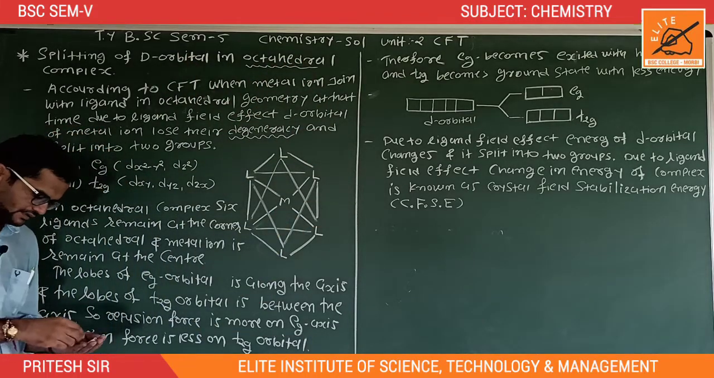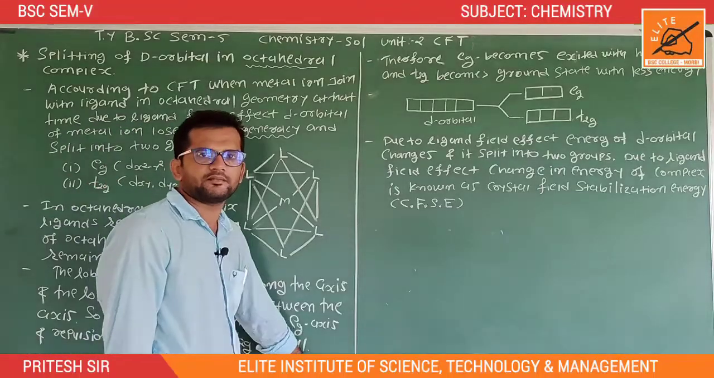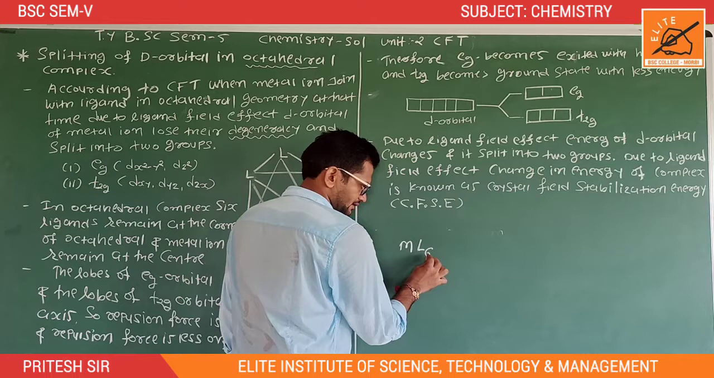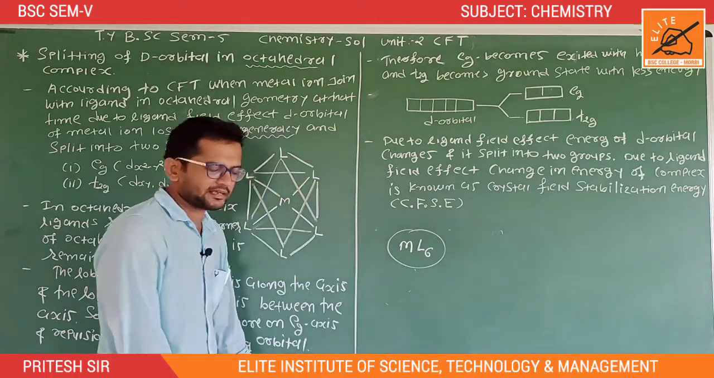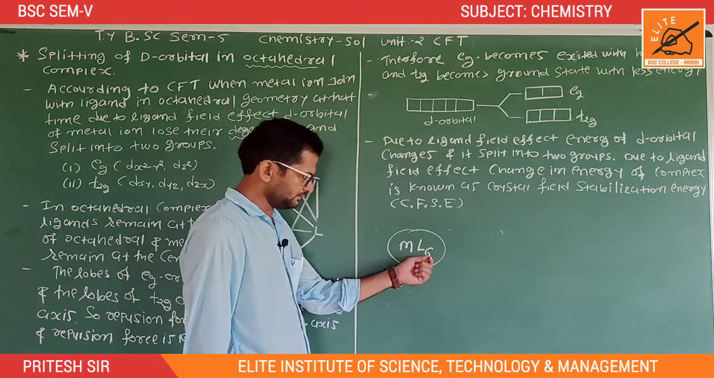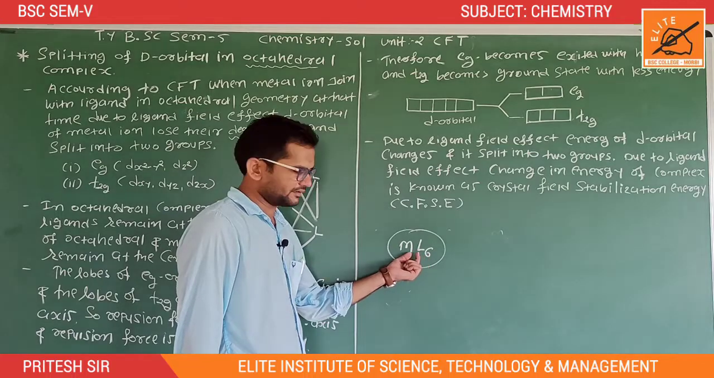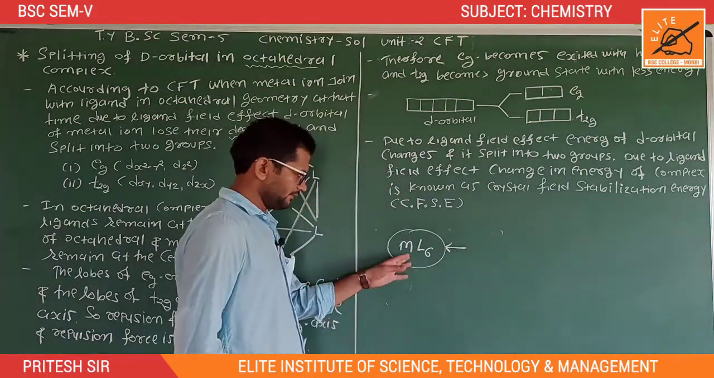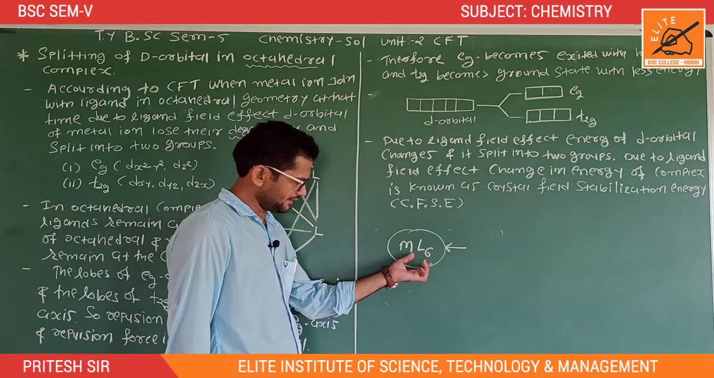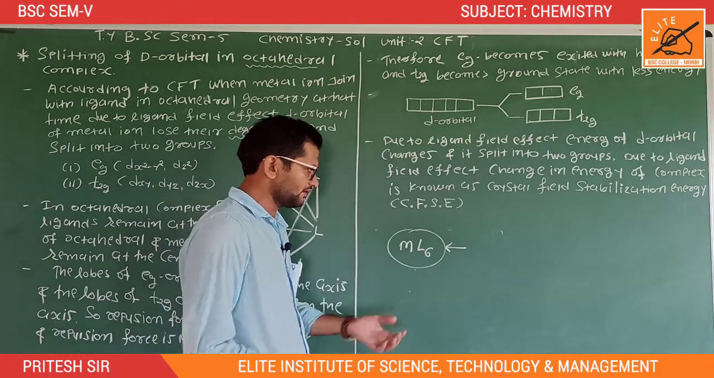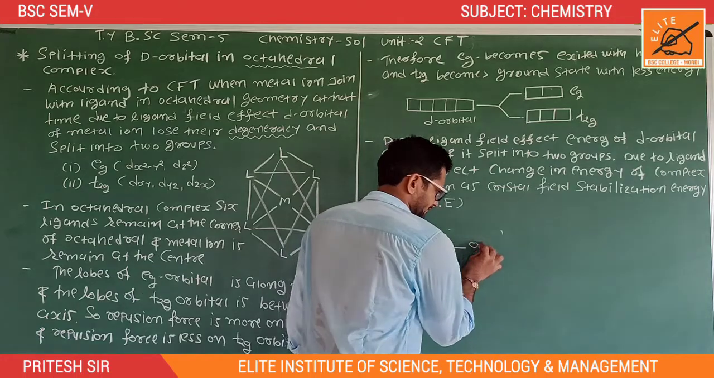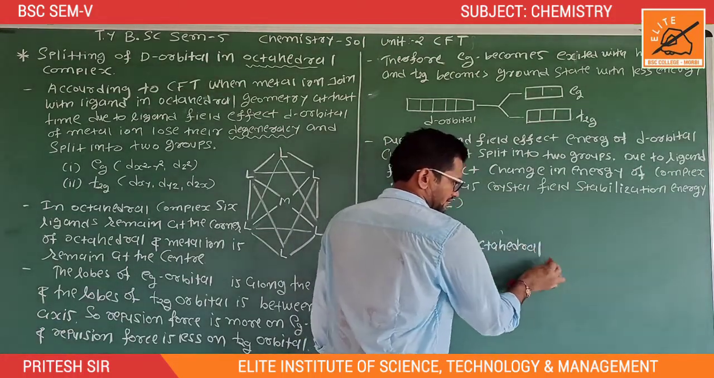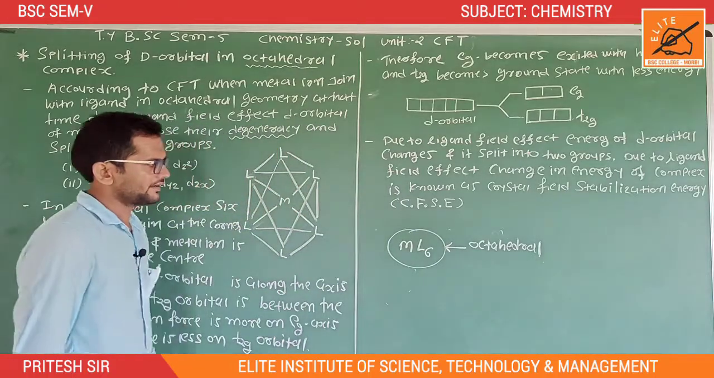So first, what is octahedral? Octahedral means when a metal ion is attached with 6 same or different ligands. When a metal ion is connected with 6 ligands, this geometry is known as the octahedral geometry.